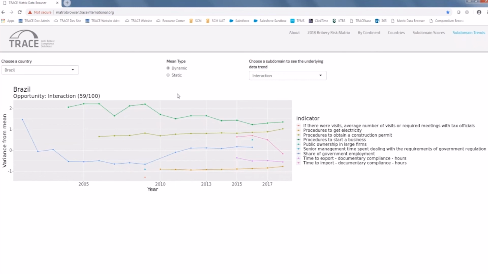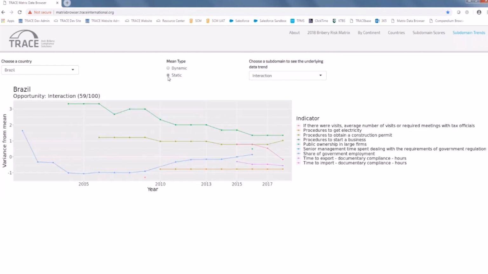But maybe you want to know, has the score itself changed? In that case, you're going to want to click on static. And what that will do is it will be comparing each year's score to the mean for the most recent year. So you're going to see a lot more straight lines here. So procedures to get electricity, those haven't changed for Brazil since 2010, apparently.